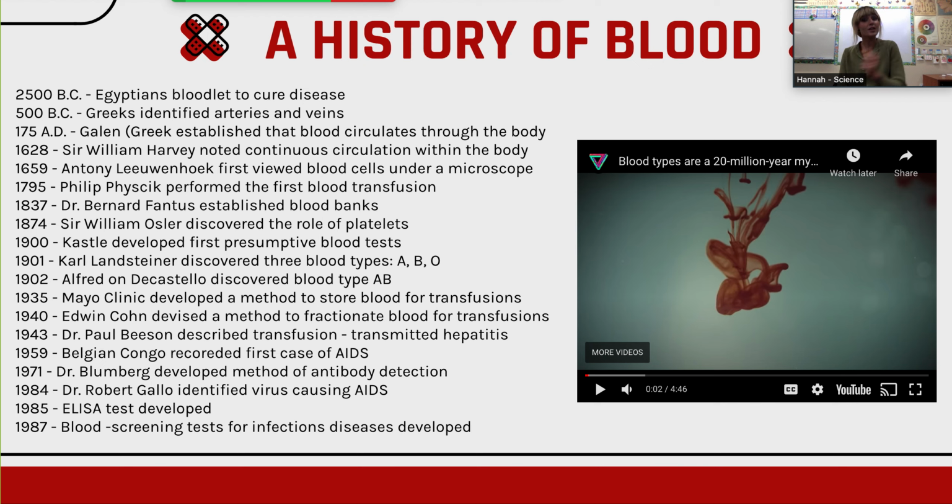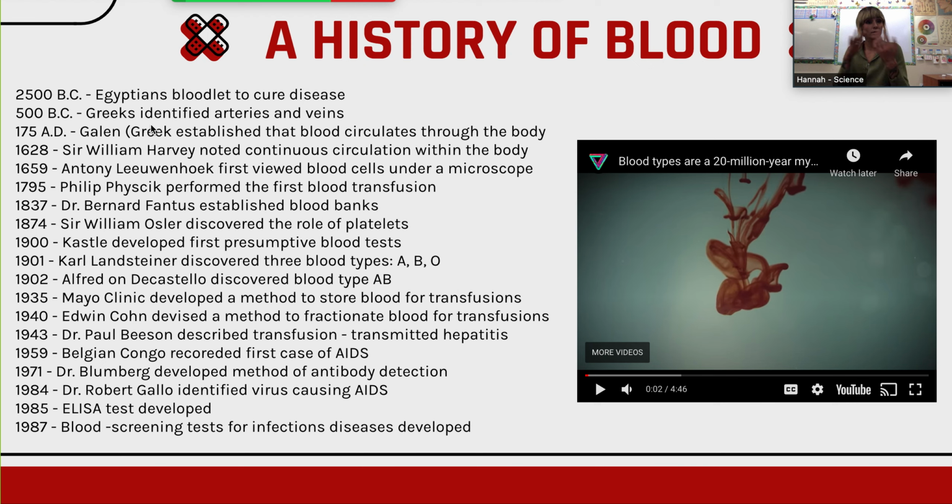So, a history of blood. We have been aware of the importance of blood for a really long time. We have written history going as far back as 2500 BC, while Egyptians would bloodlet. So that means essentially just make a cut, allow them to bleed in order to cure diseases. And the idea was that you get rid of like the old icky blood, and then your body would make new, healthier blood.